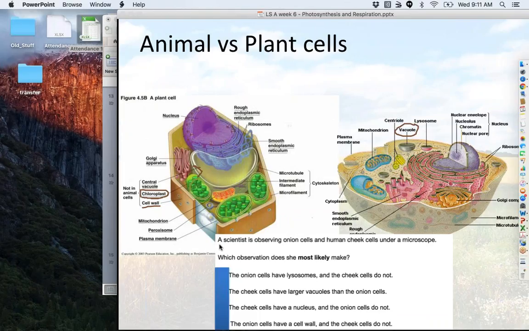All right, so this is a question you might see. A scientist is observing onion cells and human cheek cells. So you can see onion cells would be a plant cell, right? Human cheek cells would be an animal cell. What observation would this scientist most likely make? That the onion cells have lysosomes and cheek cells do not? That cheek cells have larger vacuoles than onion cells? That cheek cells have a nucleus and onion cells do not? Or that onion cells have a cell wall and cheek cells do not?